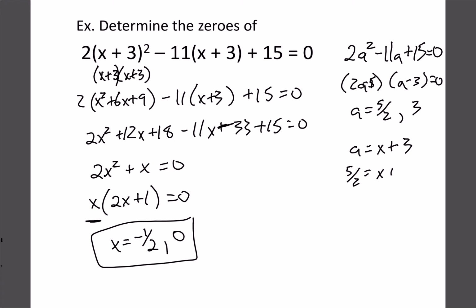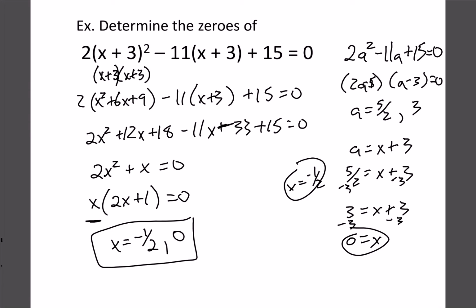So 5 halves equals x plus 3 would be one solution, and the other one would be 3 equals x plus 3. So if we bring the 3 over, we get 0. So there's our 0. And if we bring the 3 over on the other one, 5 halves minus 3, 3 would be 6 halves. So 5 halves minus 6 halves would be negative 1 half. So that matches our two answers doing it the other way.